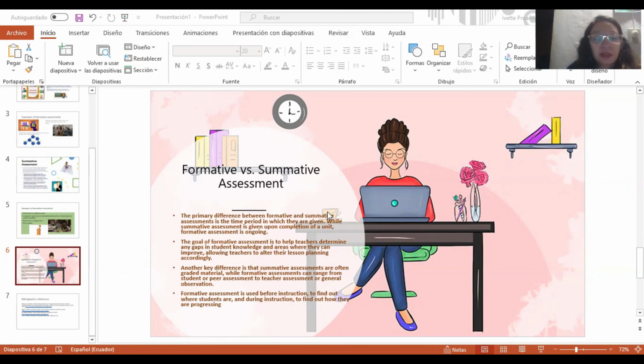Formative assessment is used by teachers with the objective of checking the levels of understanding, while summative assessment is for grading and promotion to the next levels or grades. Thank you.